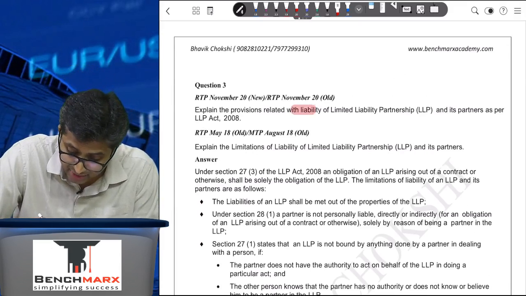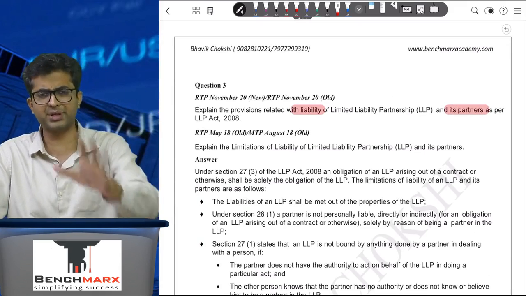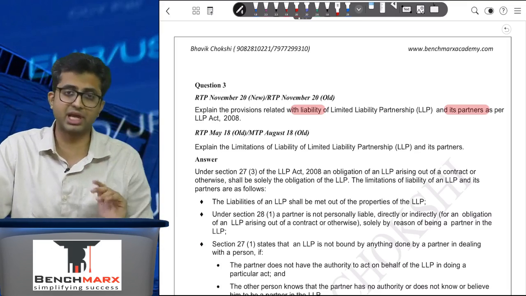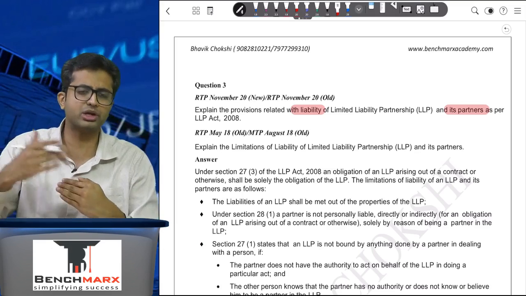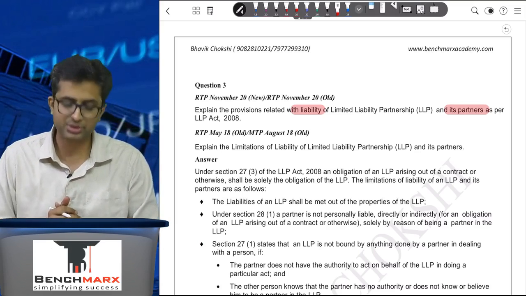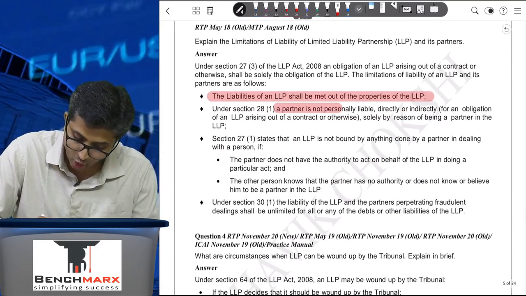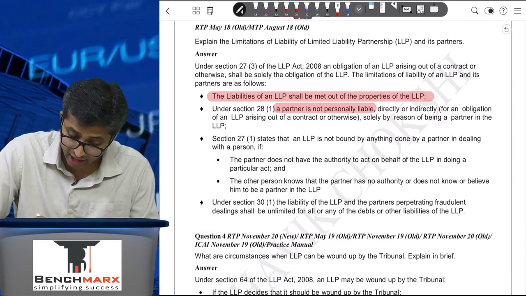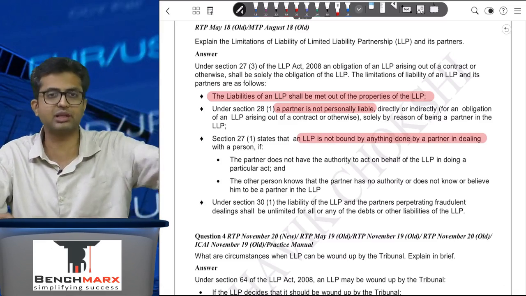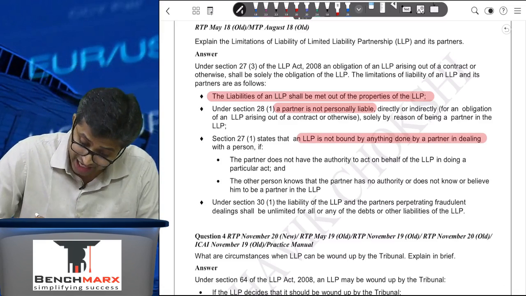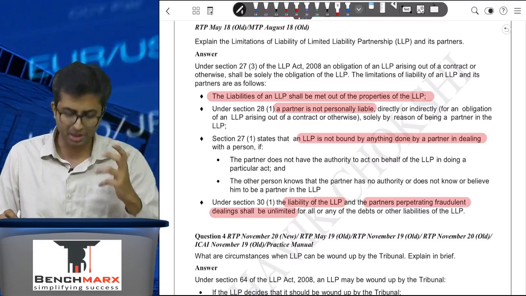Explain the provisions relating to the liability of LLP and its partners as per LLP Act. The general rule is the liabilities of the LLP are the liabilities of the LLP only. They don't extend to the personal assets of the partners, unless partners have done something which is fraudulent or something which is beyond the scope of the LLP, in which case the liability becomes unlimited. Otherwise, the liabilities of an LLP shall be met out of the properties of the LLP only. A partner is not personally liable. Then an LLP is not bound by anything that a partner has done if the partner acts beyond his authority and the other party is aware that the partner is acting beyond his authority. Then it does not bind the LLP. And the liability of LLP and the partners perpetrating fraudulent dealings shall be unlimited. Only in case of fraudulent dealings shall this liability become unlimited.